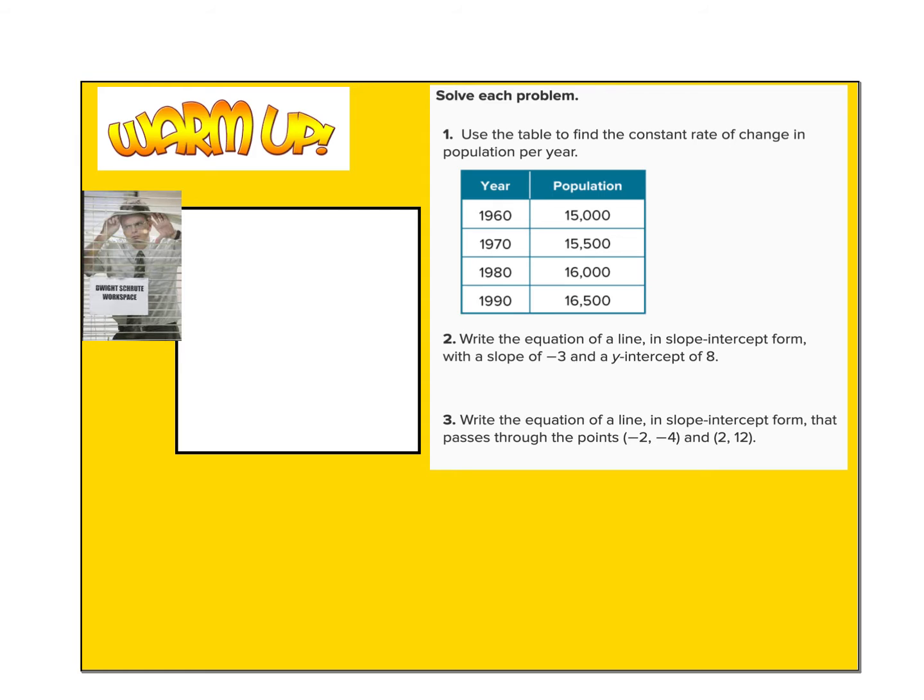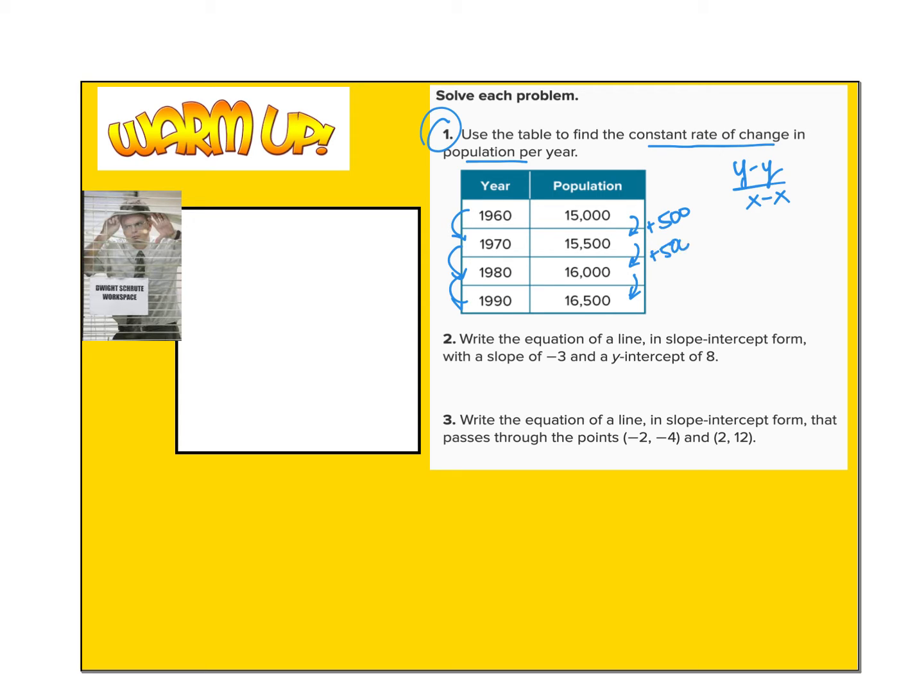All right, as a quick warm-up, I'm just going to do number 1, just as a quick refresher. It says, use the table to find the constant rate of change in population per year. If I want to know the rate of change, a couple things you could do is look for a pattern here. You could see how much it's going up in both of these. Or you could do the y minus the y over the x minus the x to find the slope or the rate of change. Right away, I notice on this one, it's going up 500.